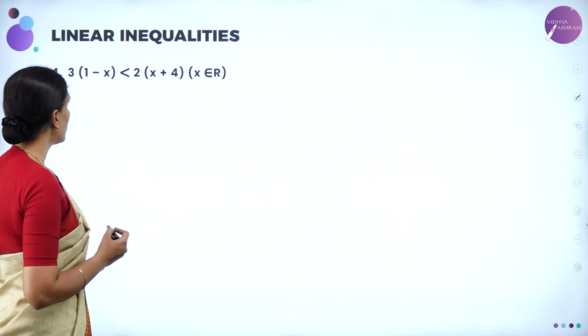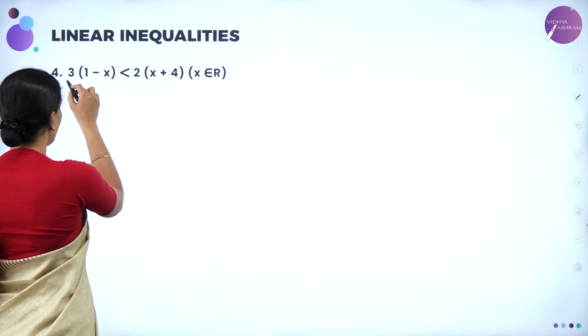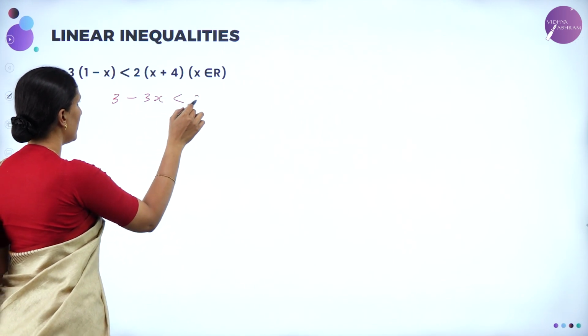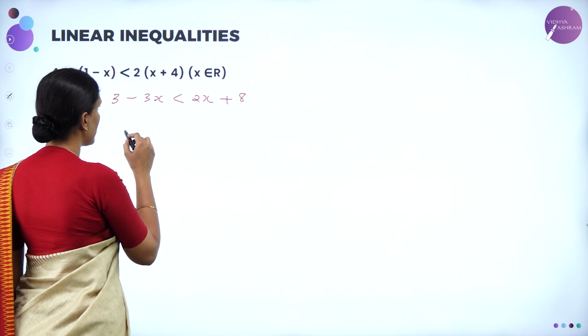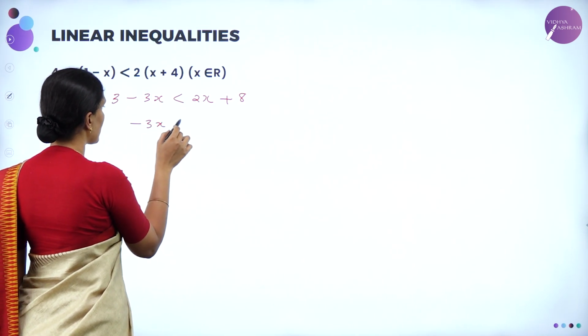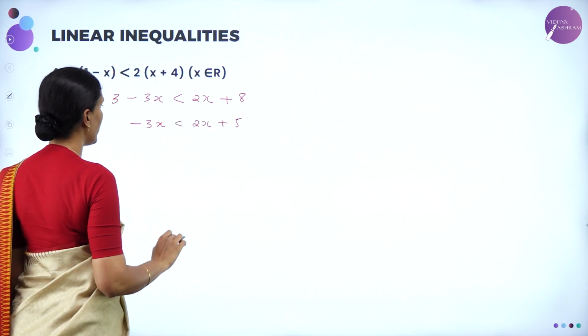Next, 3 into 1 minus x less than 2 into x plus 4. When you solve this, 3 minus 3x less than 2x plus 8. Now let's solve this. I don't need 3 here, so I'll subtract 3. Minus 3x less than 2x plus 5. 8 minus 3 is 5.